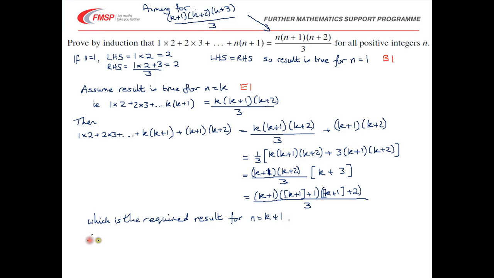And I need to talk about marks for that section. So there is a method mark for adding the (k plus 1)th term, and there is an accuracy mark for getting down to that correct expression there.